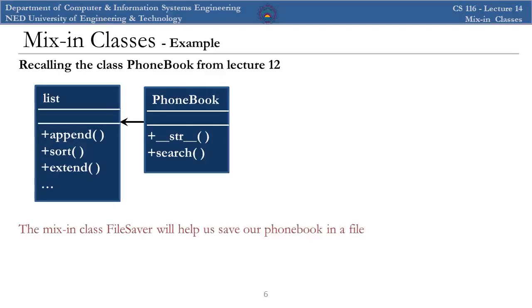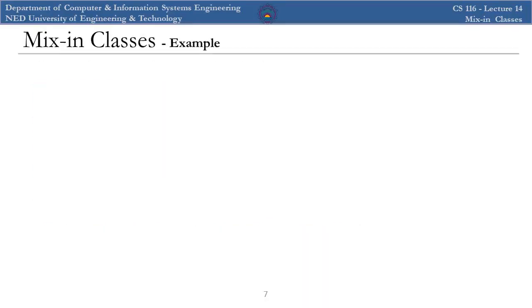Now I'll use this file saver class to save my phone book to a file. Okay, now what I want to do here is, I have a hierarchy of two classes, list as parent class and phone book as child class, and I want to include this third class in my hierarchy, file saver class, right? So there are two ways for doing that.